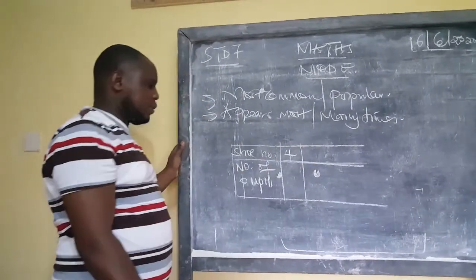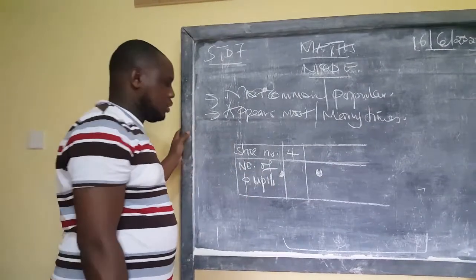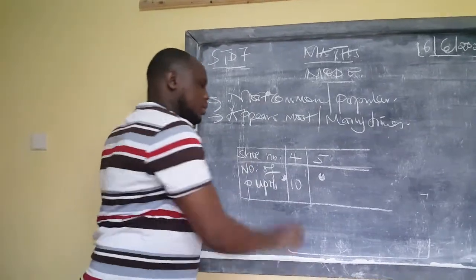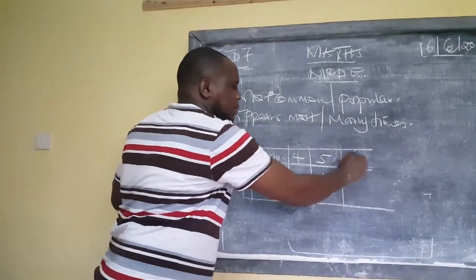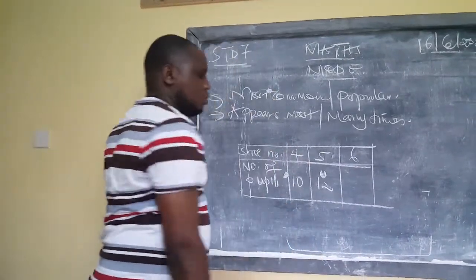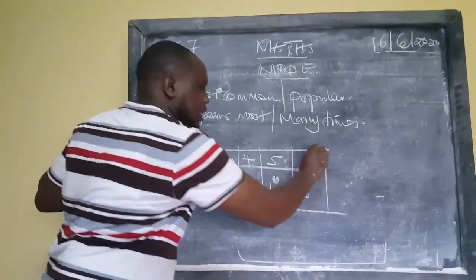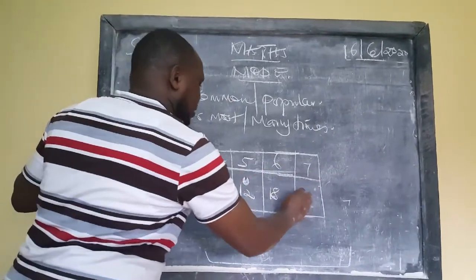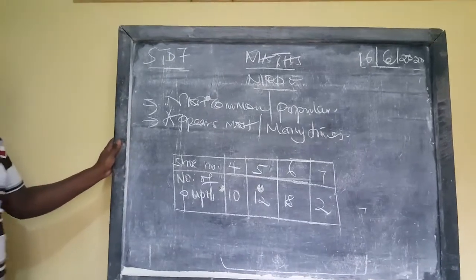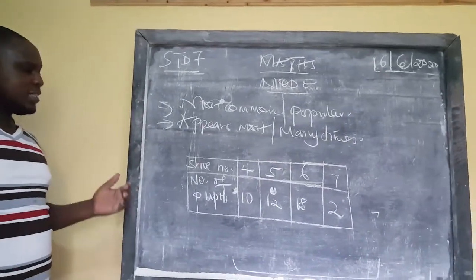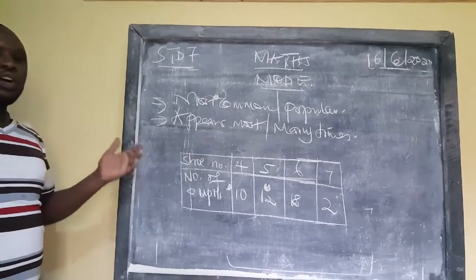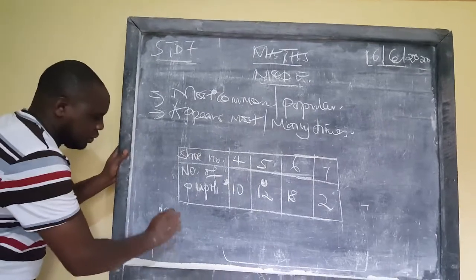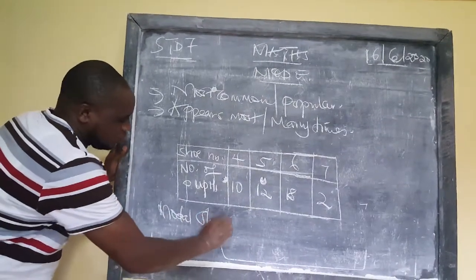Shoe number 4, they found there are only 10 pupils. Shoe number 5 is worn by 12 pupils. Shoe number 6 is worn by 18 pupils, and shoe number 7 in that class is worn only by 2 pupils. So the question is, which is the modal class, the modal shoe number?